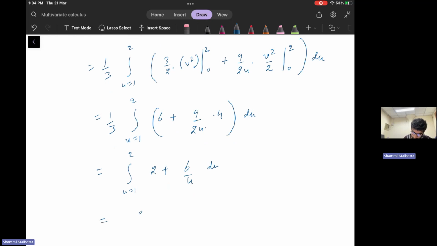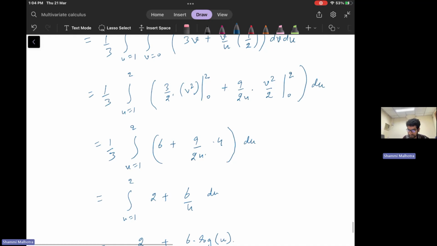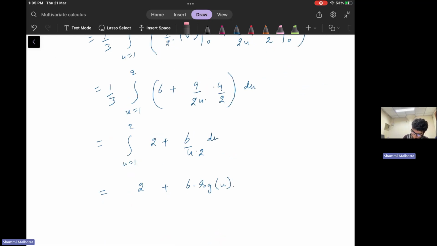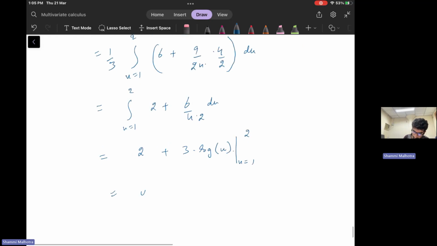So when I evaluate with respect to u, this will be 2 only, and this is d log u. Hold on, there's one more 2 which I missed. So this is actually 3 only. And this actually gives me 2 plus 3 log 2. So this basically gives me the value of my integral after transformation. So that's how you basically use the transformation to calculate the integrals.